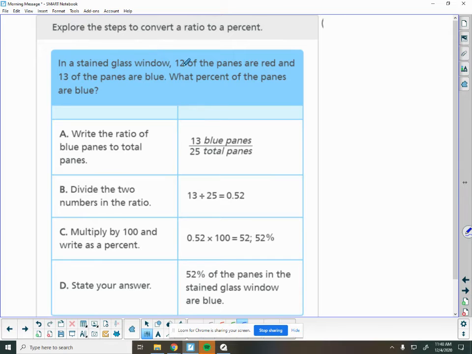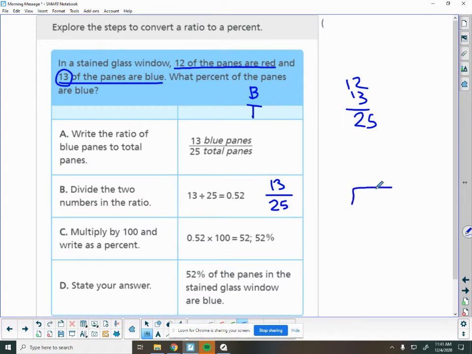In a stained glass window, 12 of the panes are red. So we've got 12 red and 13 of the panes are blue. What percentage of the panes are blue? So we're comparing blue to the total. We can see we have 13 blue and we have 12 plus 13 to make the total of 25. So we have 13 blue to 25 total. So 13 over 25 is just a division problem.